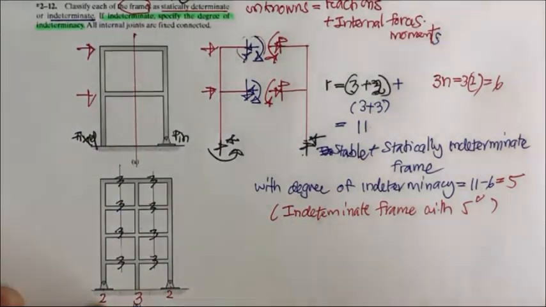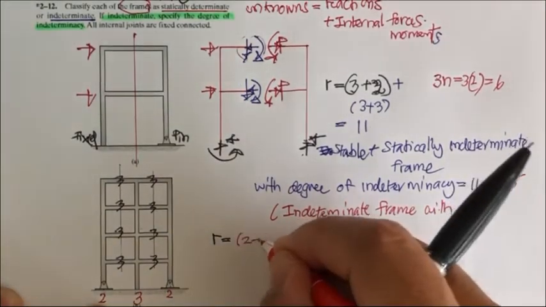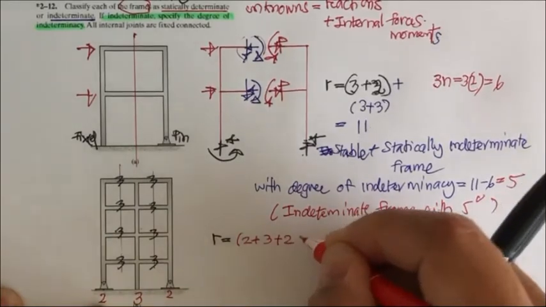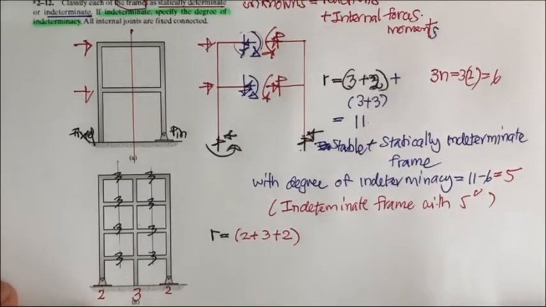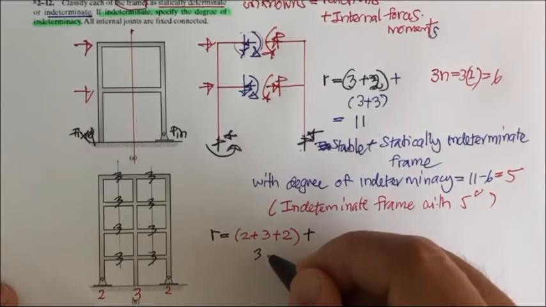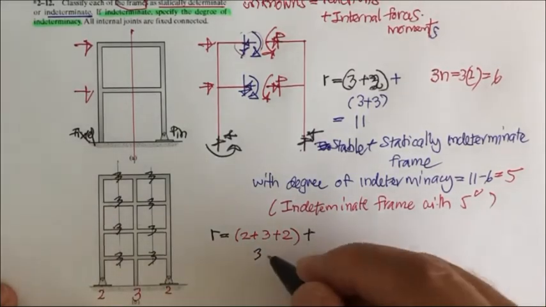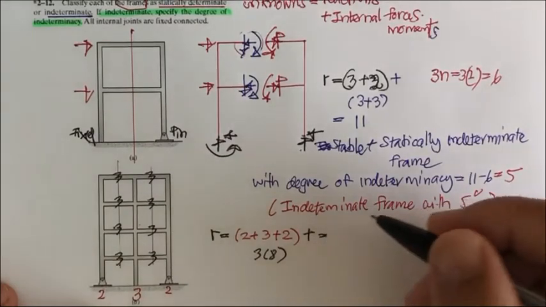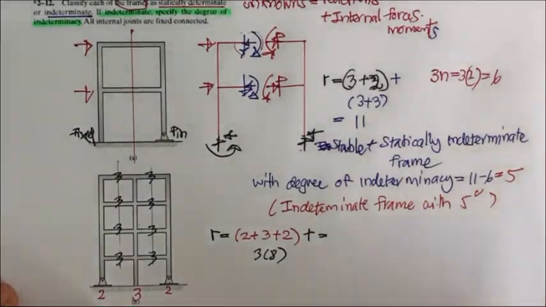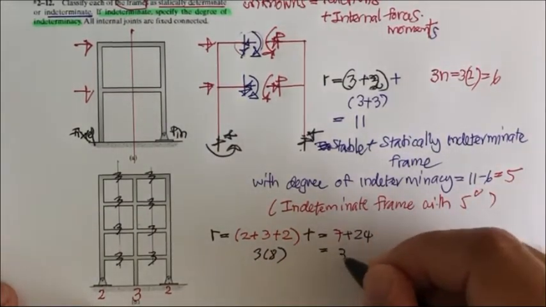3 unknown forces and 1 moment. So the total you have is going to be 2 plus 3 plus 2. That is for the reactions. And you have what? Plus 3, and then it's going to have 1, 2, 3, 4, 5, 6, 7, 8 cuts, so 3 times 8. So the total number of unknowns is going to be 7 plus 24, which is a total of 31.